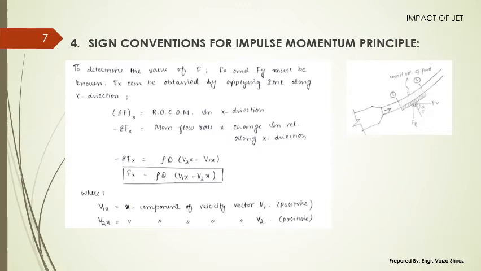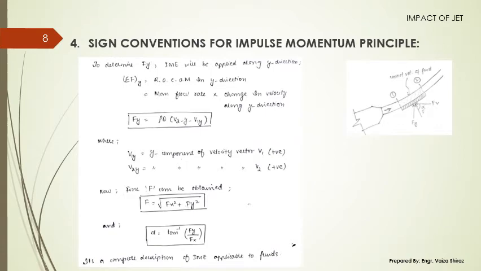Now we have to see what are the signs of these v2x and v1x. So v1x is the x component of the velocity vector v1, and v2x is the x component of the velocity vector v2. If you see this figure, the flow is from section 1 to section 2, and at section 1 and section 2 it is inclined upward. If you resolve these velocities into their x and y component, you will see that both x and both y components of the velocities at these two sections are positive. So over here v1x and v2x both are positive.